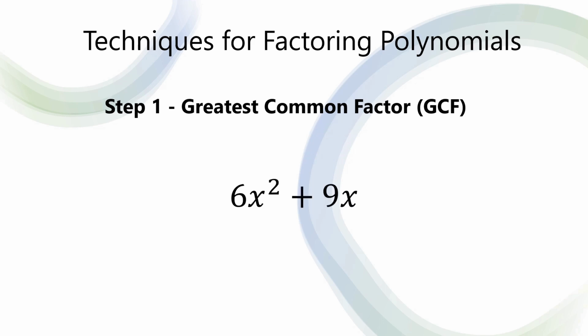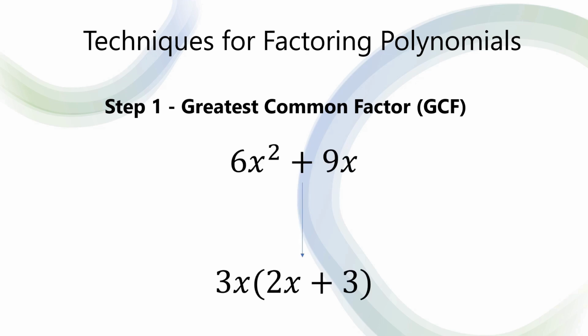For instance, let's consider the polynomial 6x squared plus 9x. The greatest common factor here is 3x. By factoring out this common factor, we get 3x times the quantity 2x plus 3.